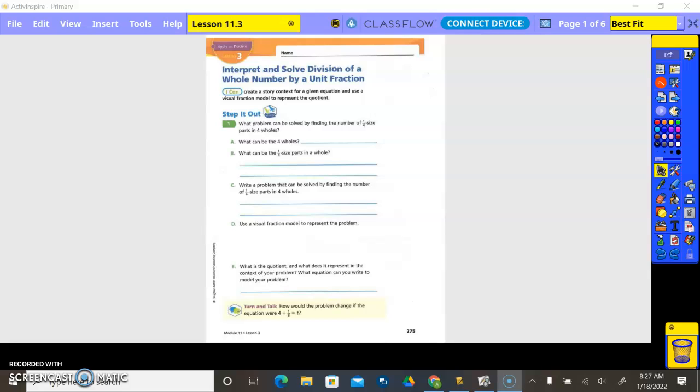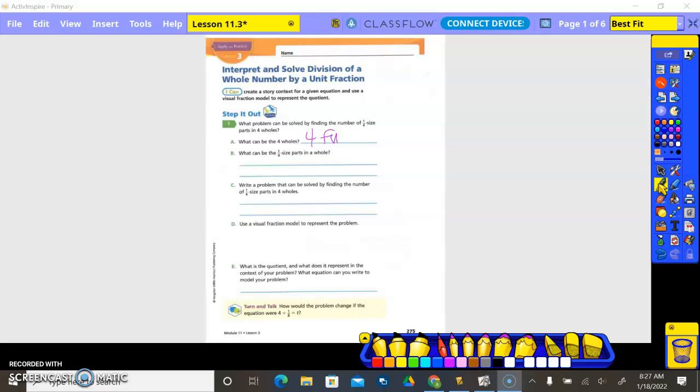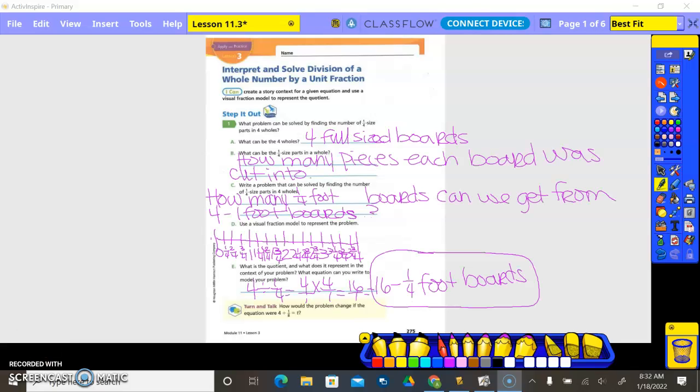What can be the 4 wholes? So the 4 wholes, if we were doing a word problem, we could say those would be the length of 4 full size boards. Okay, so today we'll have it paused, we'll write it, and then record it. So letter B, what can be the 1/4 size parts in a whole?